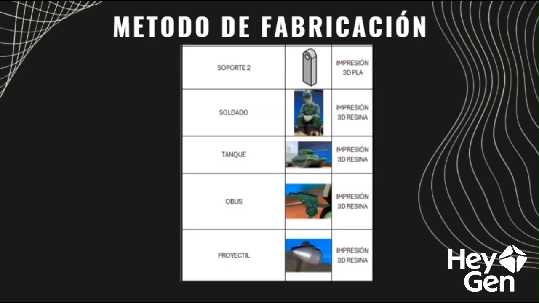Finally, resin 3D printing was used exclusively for the automaton's aesthetic elements: the soldier, the tank, the projectile, and the shell. Thanks to its high resolution and detail, it allows for capturing expressions, clothing textures, and aerodynamic surfaces. Lastly, its surface finish allows the pieces to come out with a smooth surface, ideal for painting and decorative finishes, which enhances the visual quality of the Bald Mountain battle scene.